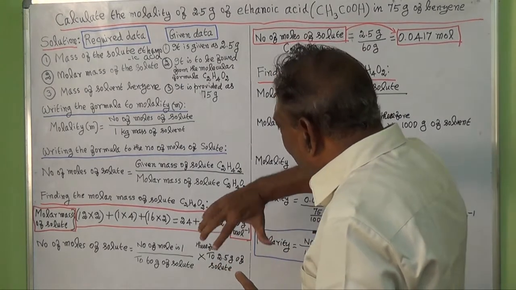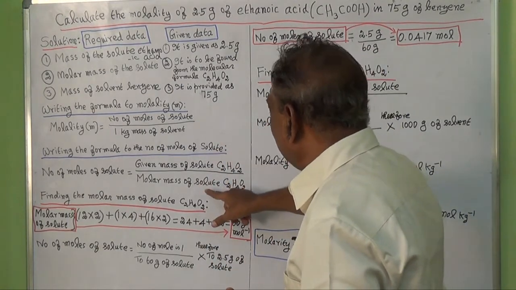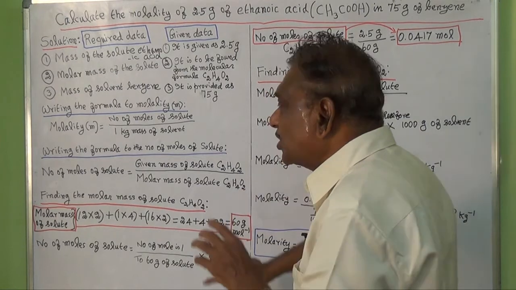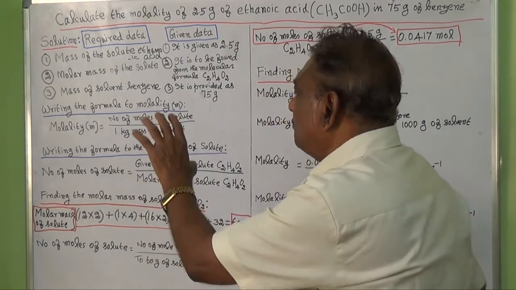So, after finding the molar mass of the solute, we can proceed to find the number of moles of the solute.